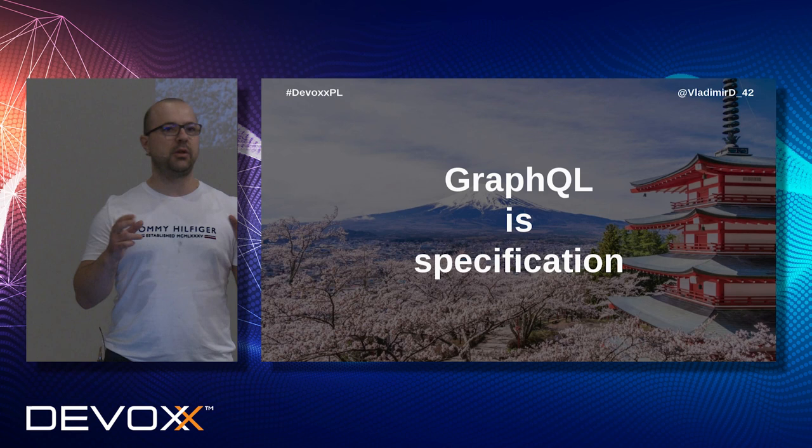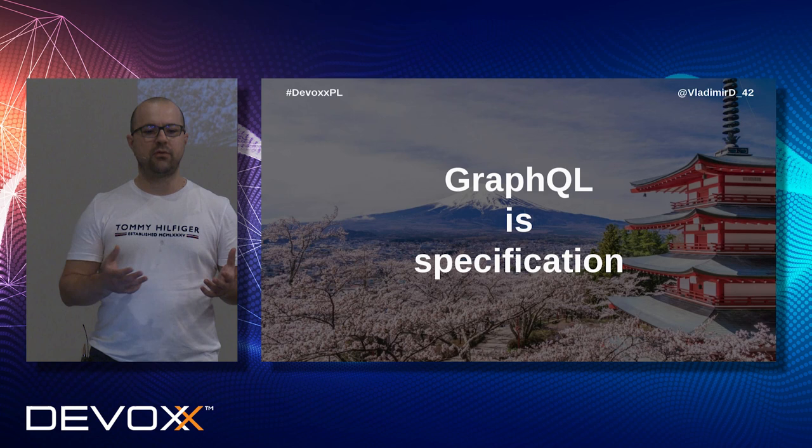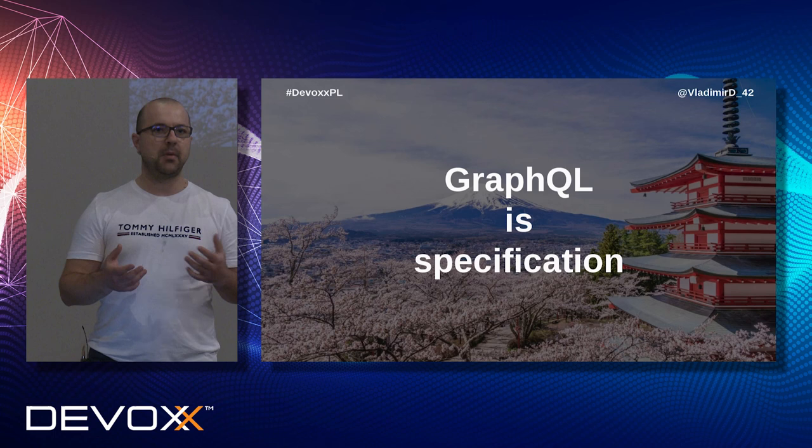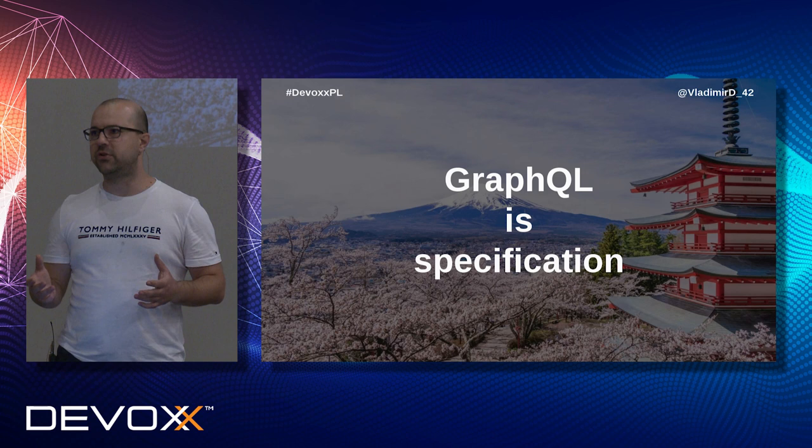But then they also thought, you know what? Probably some people outside Facebook face similar issues, so let's just open source it. GraphQL was open sourced as a specification in 2015, and since then it has been implemented in many languages. You have, of course, the implementation in Java, the one that I'm going to show you the code in. You have JavaScript, Go, PHP, Elixir, all kinds of languages.